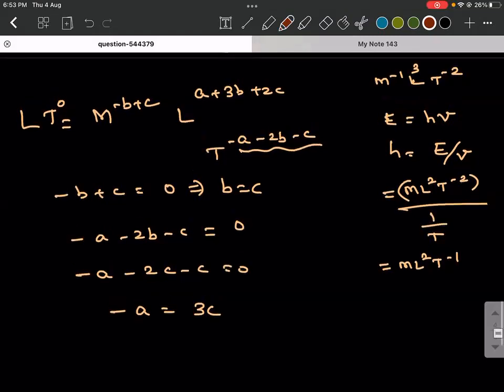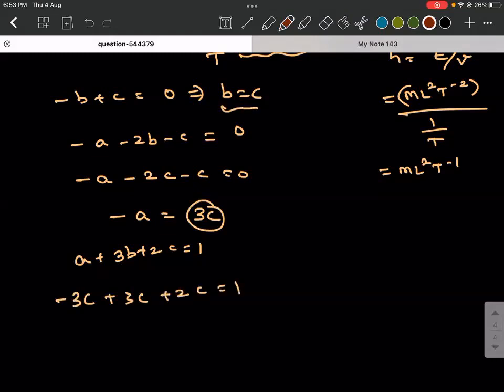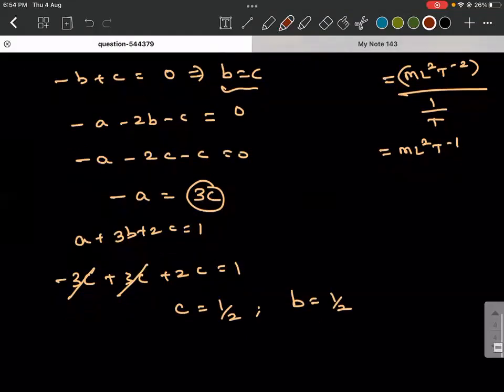Similarly, a plus 3b plus 2c is 1. So a is minus 3c, and b is equal to c. So minus 3c plus 3c plus 2c is equal to 1. The minus 3c and 3c are gone. C will be half. If c is half, b is half. If c is half, a is minus 3 by 2.